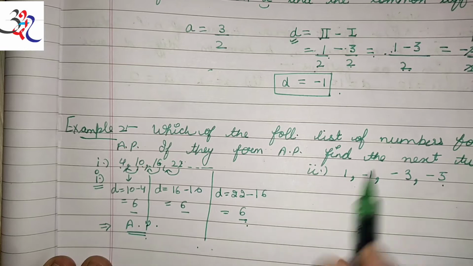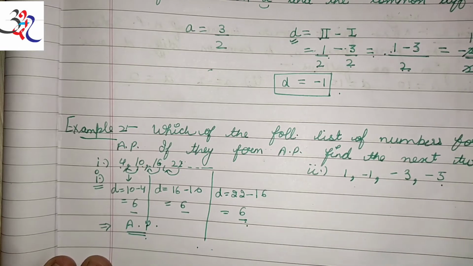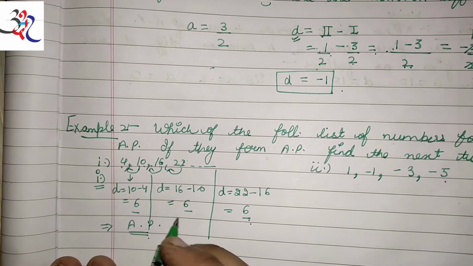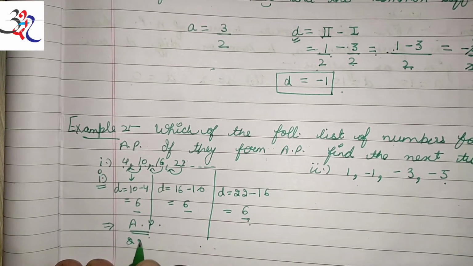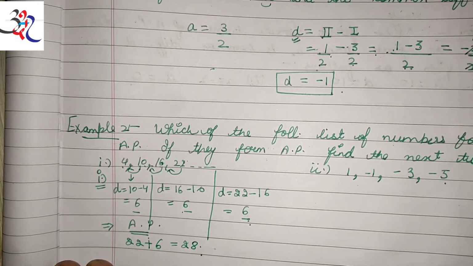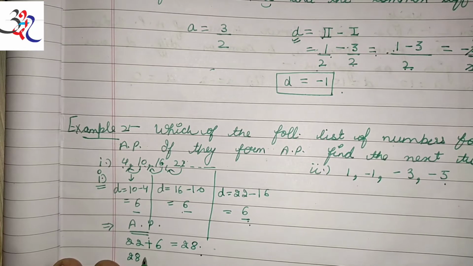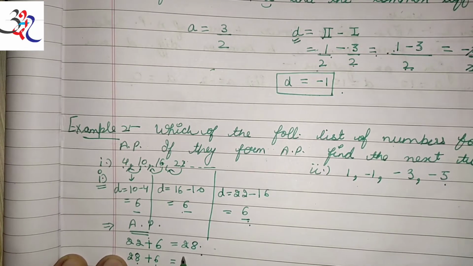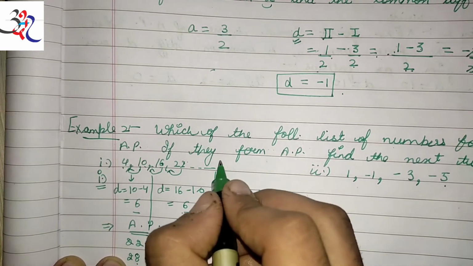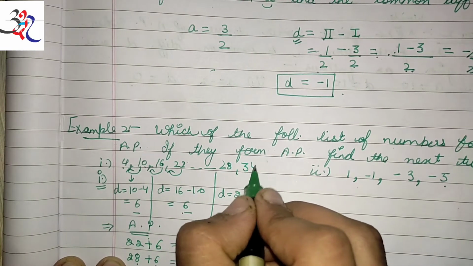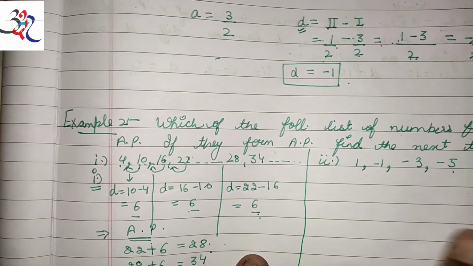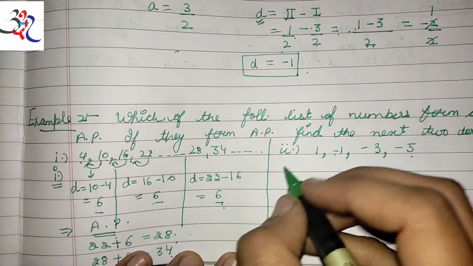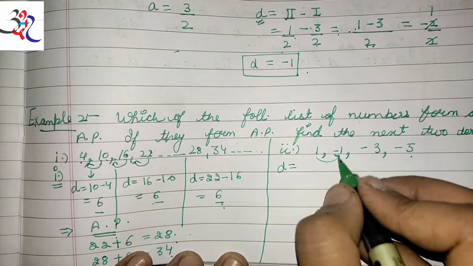So the statement says that if they are forming an AP, then you have to find out the next 2 terms also. So what will be my next 2 terms? So my next term will be 22 plus my common difference, which is equal to 28. Similarly, the next term will be 28 plus 6, which will be equal to 34. So my next 2 terms will be 28 and 34. Okay, so coming to the second part, what is it?